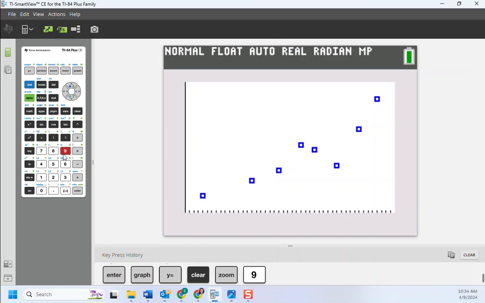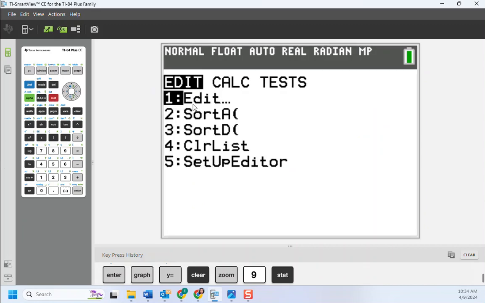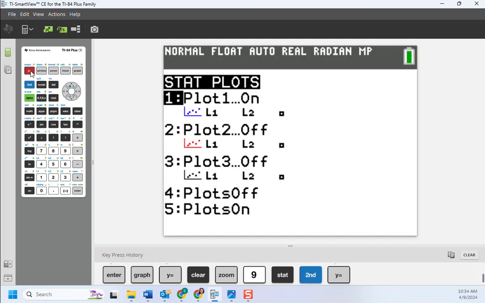Raise your hand if you need help getting to this. I'm going to review the steps one more time. We did stat, edit, and we put the data in the lists. Then we did second and y equals. Second and y equals, and we get to this screen, and we're going to turn the plots on for plot 1. So press enter.